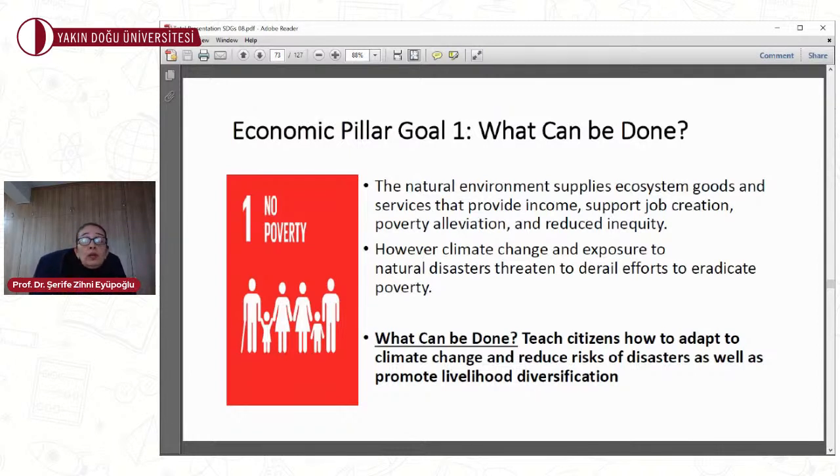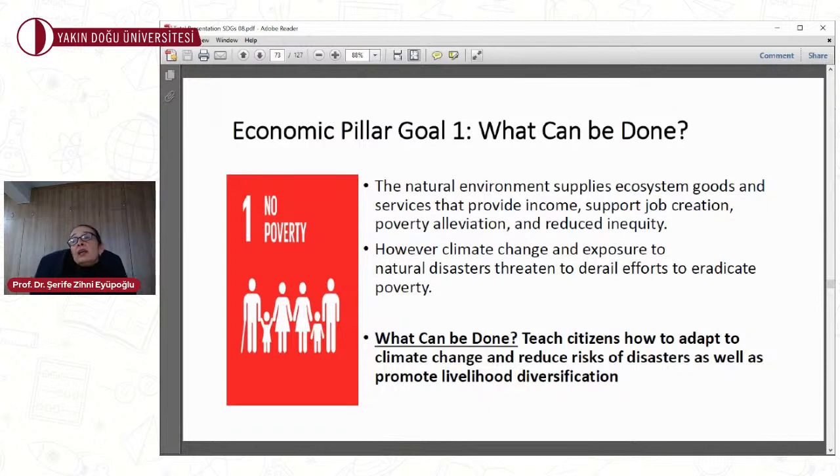However, due to man's interference, we are suffering from climate changes, and we are being exposed to increased natural disasters. And these are all threats towards reducing poverty. Also, unfortunately, like Professor Hüseyin also mentioned, the majority of the poor population are living in countries or areas that are most prone to such natural disasters.